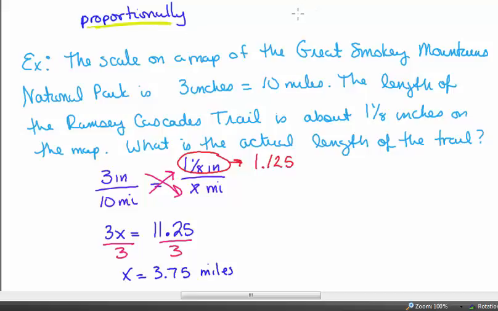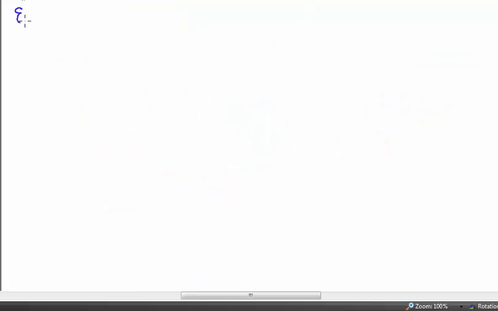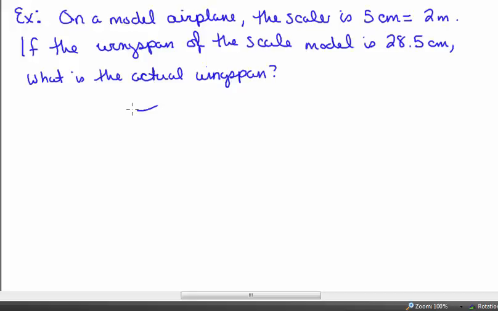All right, let's try one more example. Okay, you've all seen model building kits. I'm sure that people can build model airplanes, model cars, model trains, and the model airplanes and model cars are to scale. They're a scaled down model. And so on this particular model airplane, the scale is 5 centimeters is equal to 2 meters. And if the wingspan of the model is 28.5 centimeters, what is the actual wingspan?